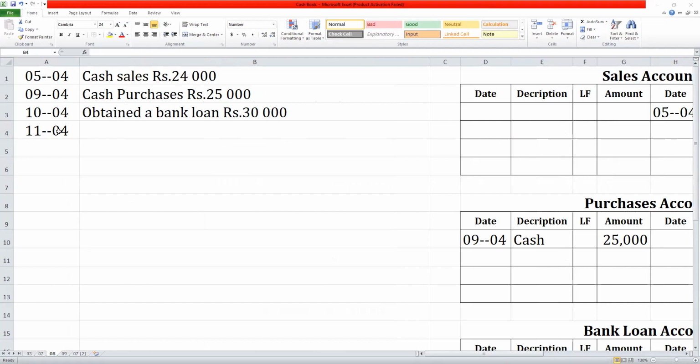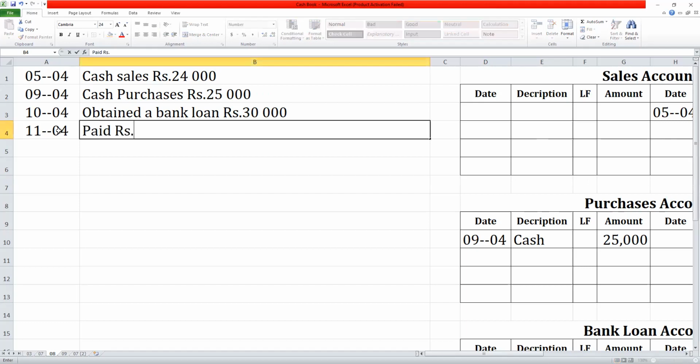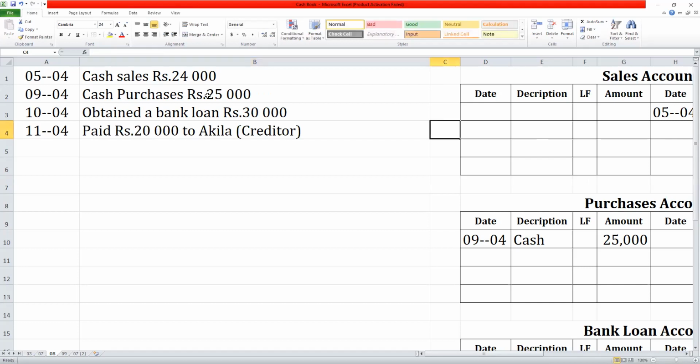Listen to me. If something is available on the credit side of the cash book, it is always a payment. Very good. What is it? Paid rupees 20,000 to Akila. Within brackets you can write creditor. Sometimes the name of the creditor is not available in the question. Then you have to say paid rupees 20,000 to a creditor. That's all.